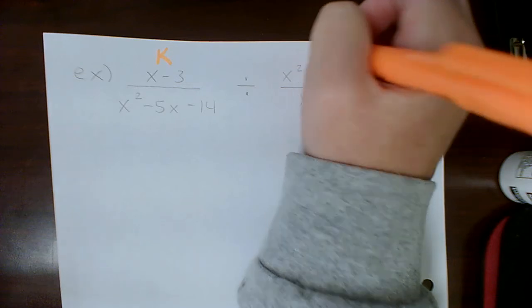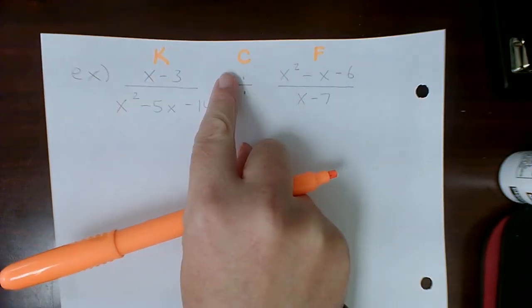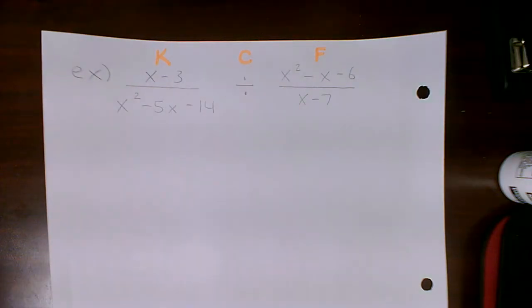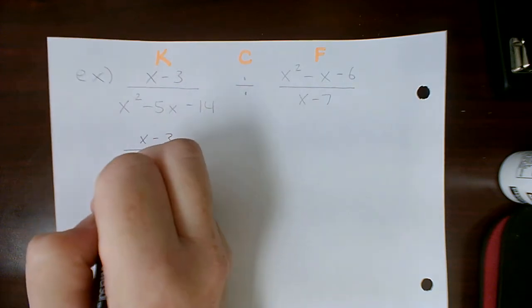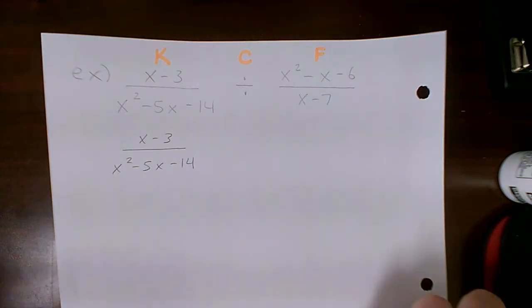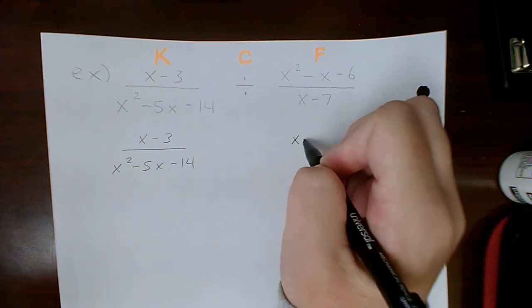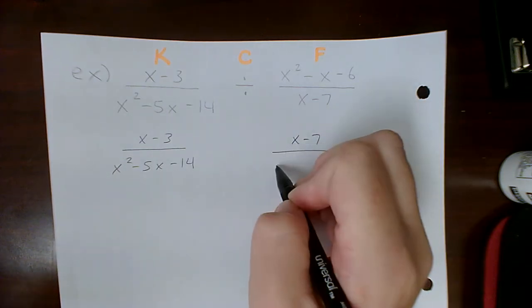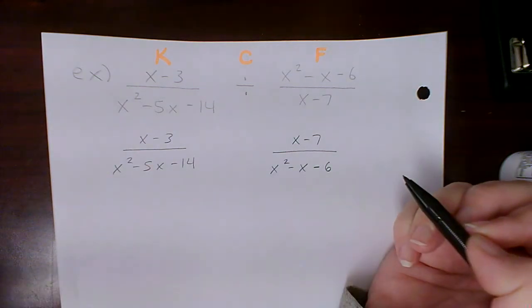So we're going to do a technique before we start that I call KFC. The K stands for keep. Keep the first fraction the same: x minus 3 over x squared minus 5x minus 14. So that's keep. F stands for flip. We're going to flip the second fraction upside down. The bottom becomes the top, and the top becomes the bottom.